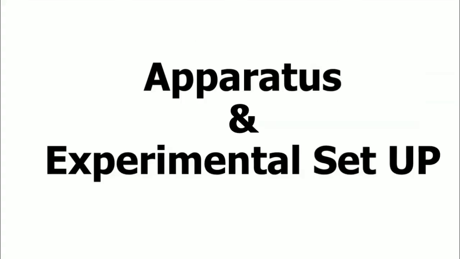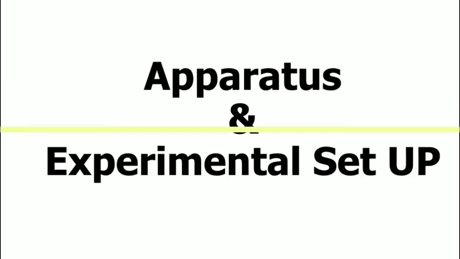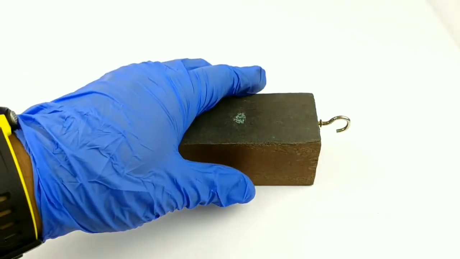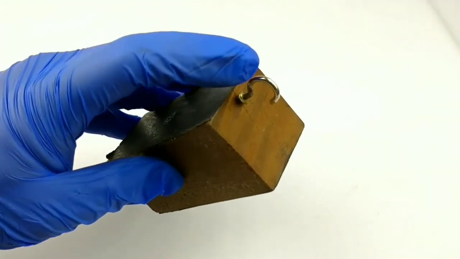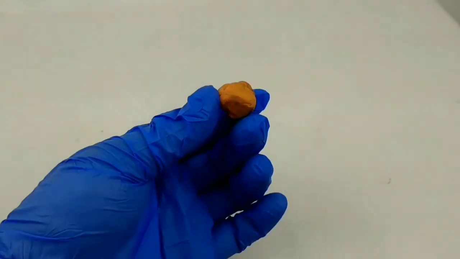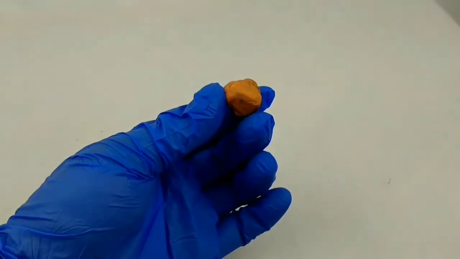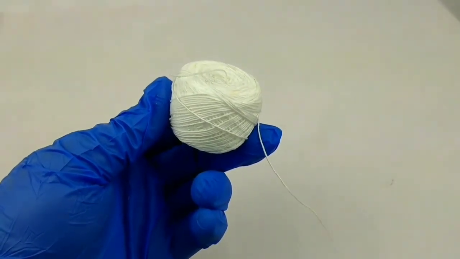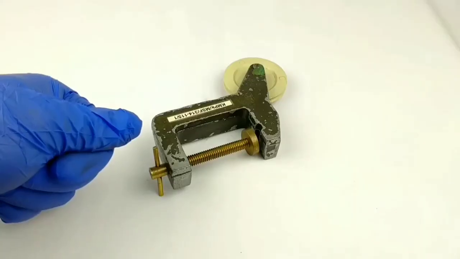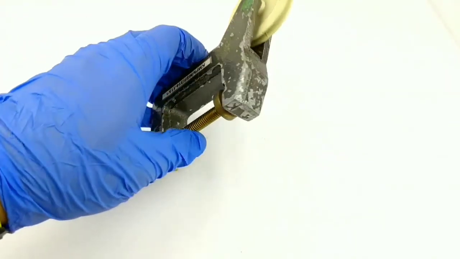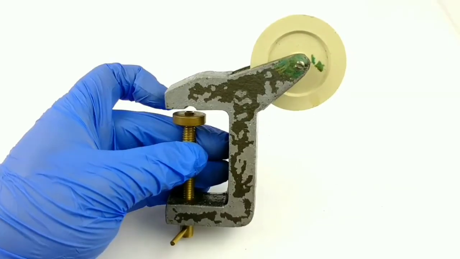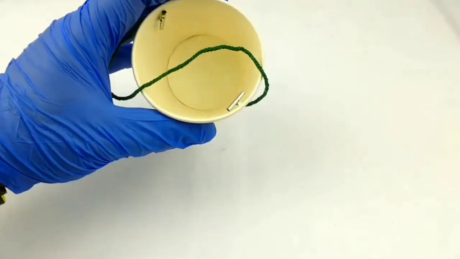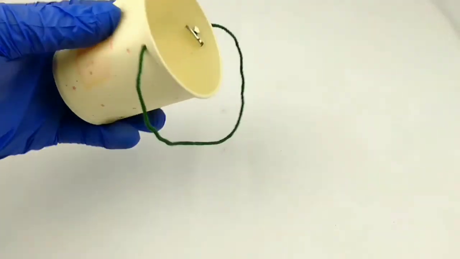Let's go to the apparatus and setup. First of all, we are going to use a square plywood. We have a wooden block that has been embedded with a hook. A plasticine as a stopper for the plywood is used in the experiment. A string as a connector. We are using the pulley clamp to hold the string. We are using a paper cup as a container to hold the slotted mass.